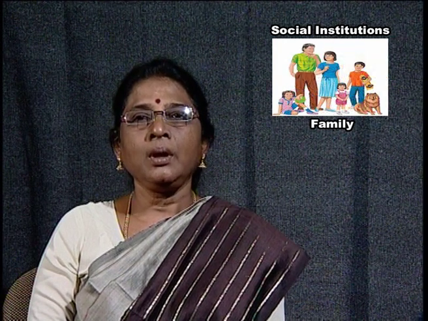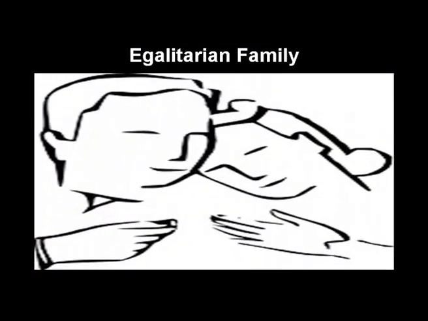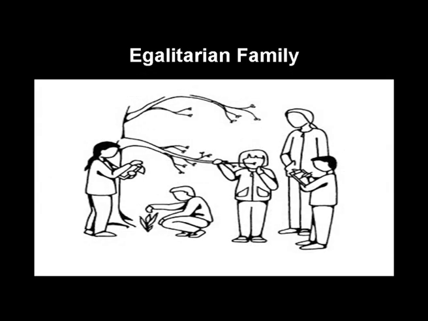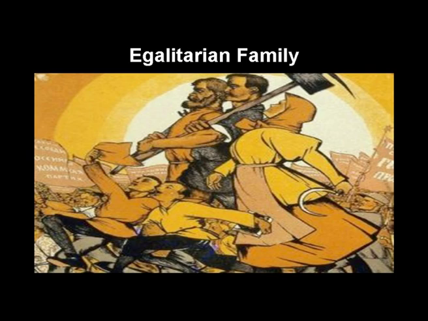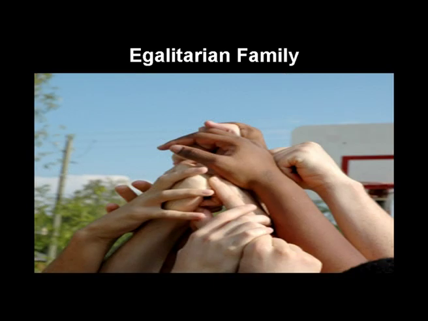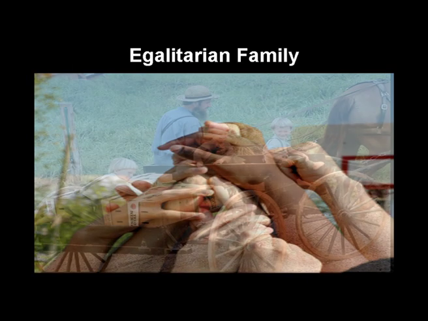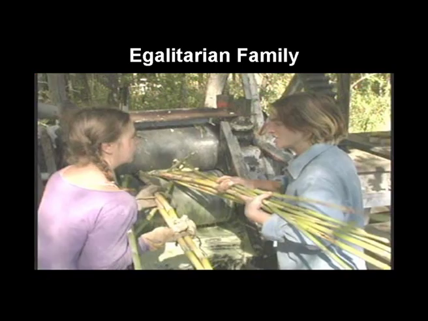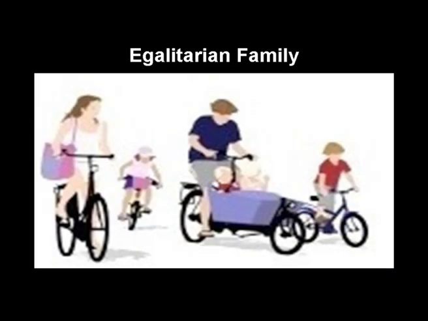Another type is egalitarian family. In Western societies and also in all modern societies, the emerging family pattern is called egalitarian. Here the authority is shared by husband and wife and sometimes by children. The husband's occupation decides the extent of power exercised by the wife.